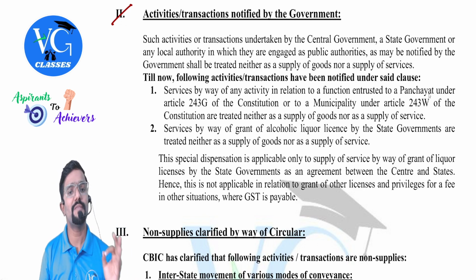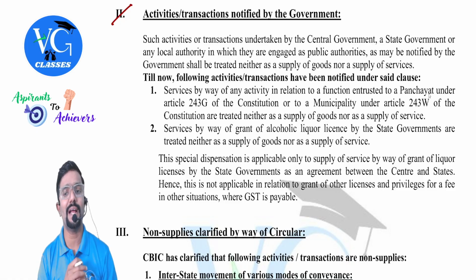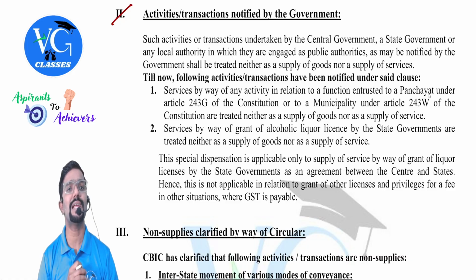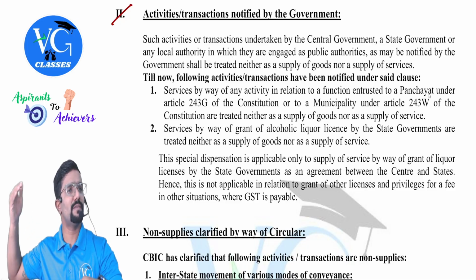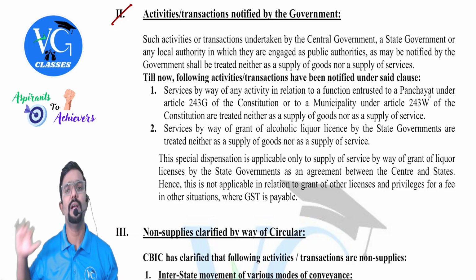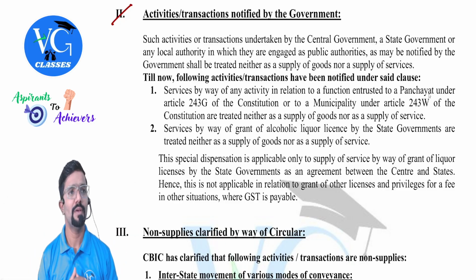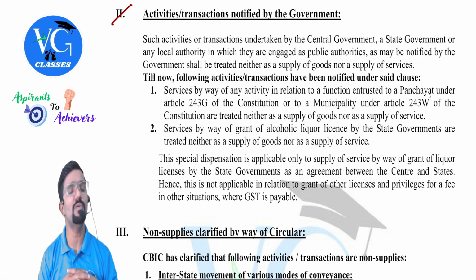What are those? Services by way of any activity in relation to a function entrusted to a Panchayat under Article 243G of the Constitution or a municipality under Article 243W of the Constitution are treated neither as supply of goods nor supply of services. In simple terms, it is not a supply. Very simple. Now, who is a municipality? We have seen already. Local authority is divided into two categories. Municipality is for urban areas and Panchayat is for rural areas. And whatever they are supposed to do is given in the Constitution, in the respective article.